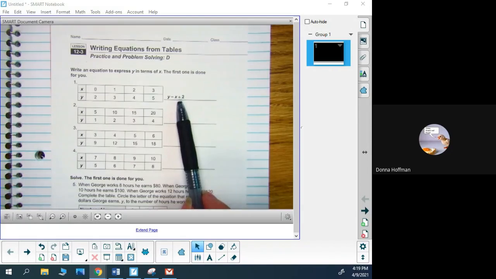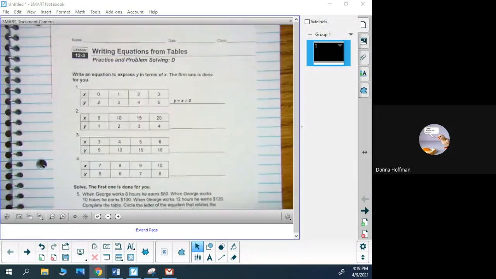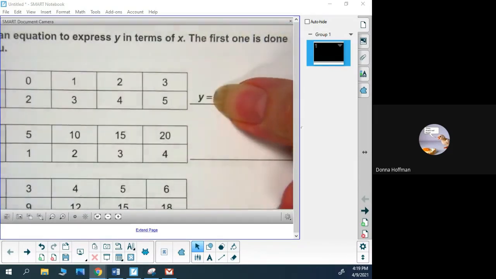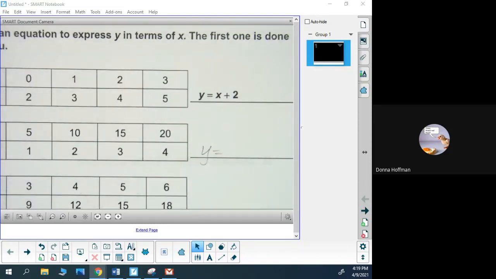Now, let me tell you a hint. Your equations will always be y equals. Let me zoom that in because you really need to know this. Your equation will always be y equals on the left. Always, always, always. So I know for a fact that I can write y equals for this one here. Before I even look at the table or anything else, your equations will always start out y equals.